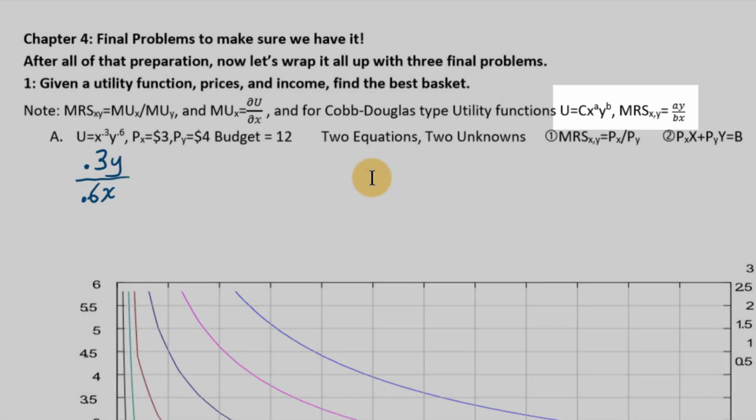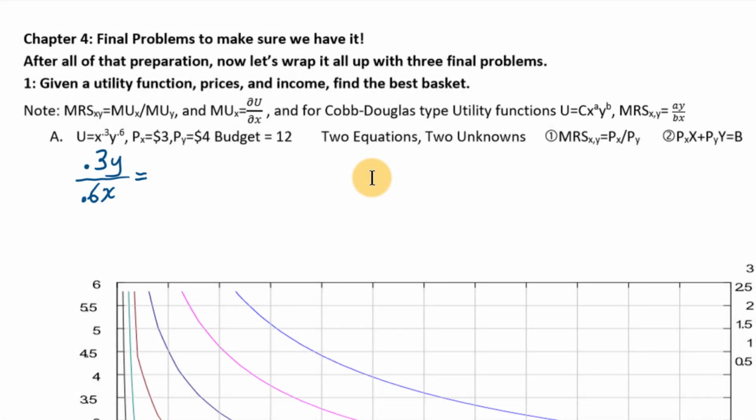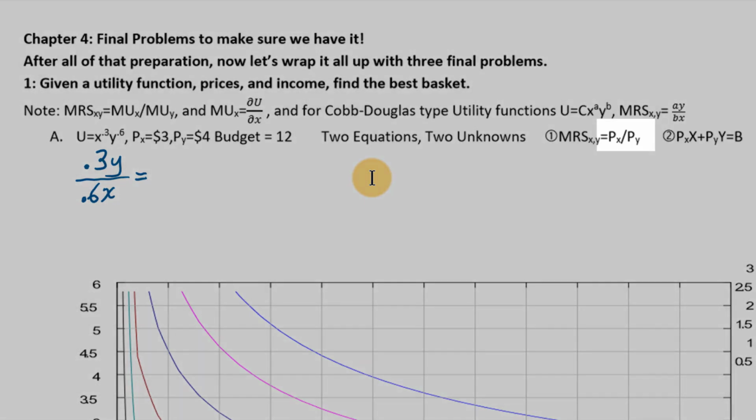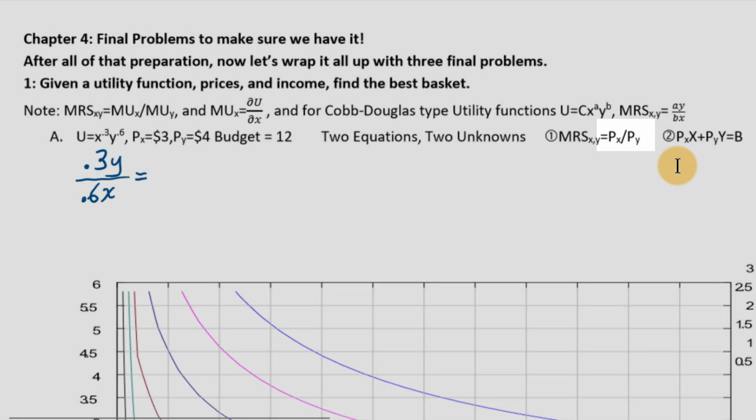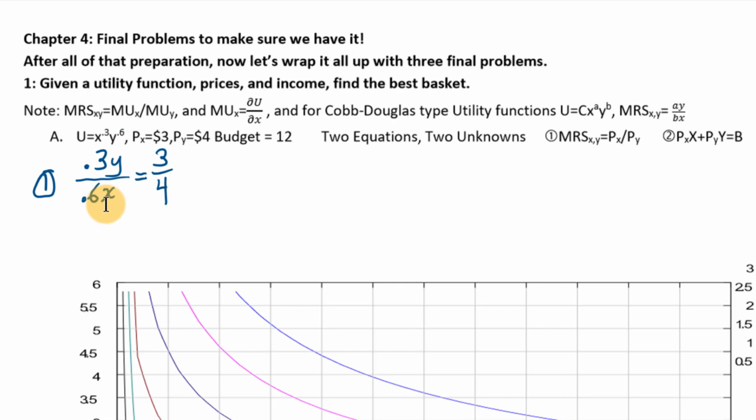Now we set that equal to the slope of a budget line. The easiest way to find the slope of a budget line is the price of x divided by the price of y. So price of x divided by the price of y, $3 over $4. The first thing I usually do with this first equation before I do anything else is just see if there's a way to simplify it that makes it a little easier. This is not required, it just streamlines things for me.